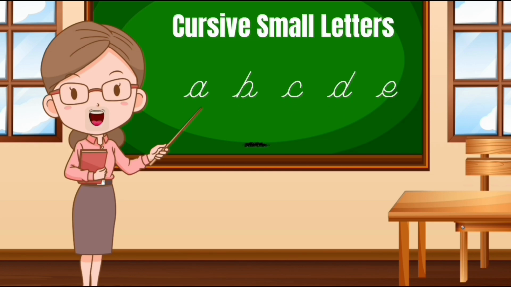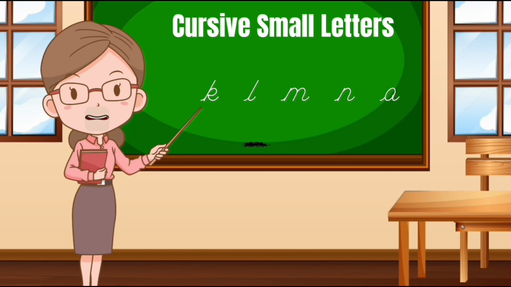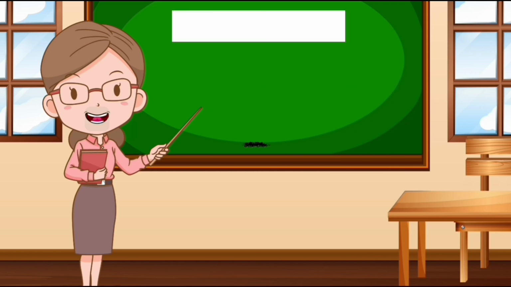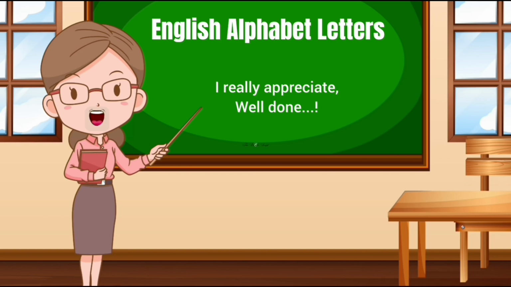Cursive small letters: a, b, c, d, e, f, g, h, i, j, k, l, m, n, o, p, q, r, s, t, u, v, w, x, y, z. I really appreciate. Well done.